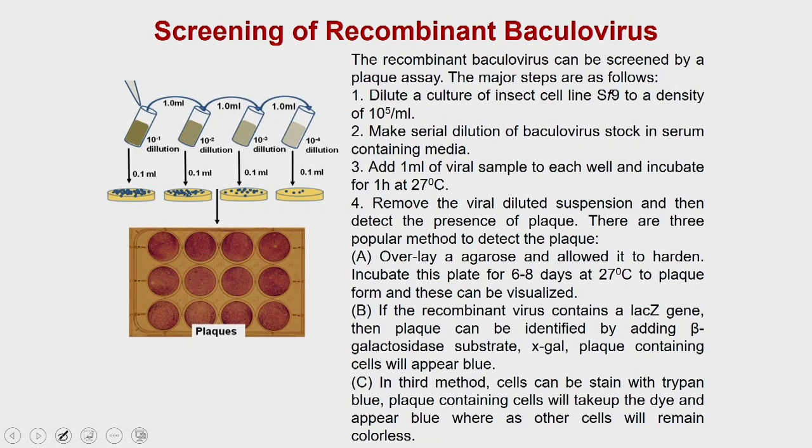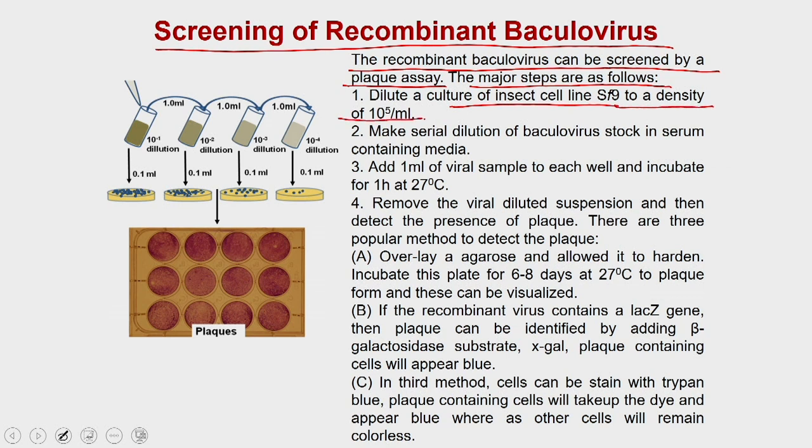Now the subsequent step is the screening of these baculoviruses. The recombinant baculoviruses can be screened by a plaque assay. The major steps in the plaque assay are that first you dilute the culture of insect cell line SF9 to a density of 10 to the power 5, make serial dilutions of baculovirus stock in serum-containing media, add 1 ml of virus sample to each and incubate for 1 hour at 27 degrees Celsius. Now remove the viral diluted suspension and then detect the presence of plaque.